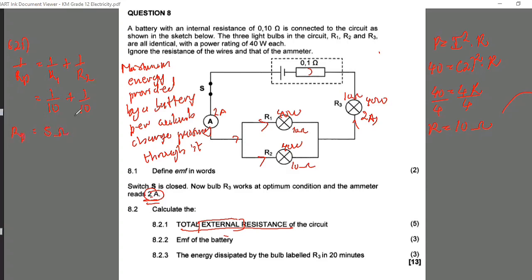So you know the drill. You first add these and then invert, right? So this will give you 5 ohms. And then when you have this, you have to remember that to calculate the external resistance, you have to say RP plus RS, which is now 5 plus 10, the 10 here. Then we have 15 ohms, right? So that becomes your external resistance. Awesome.